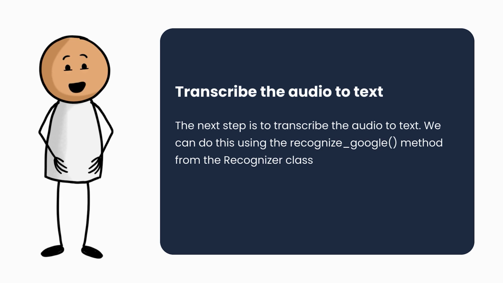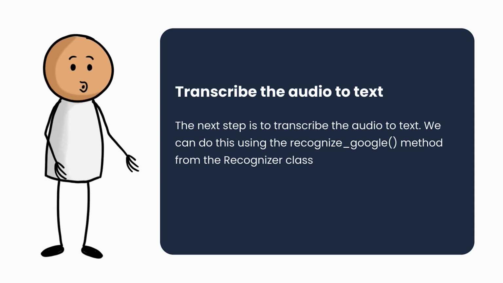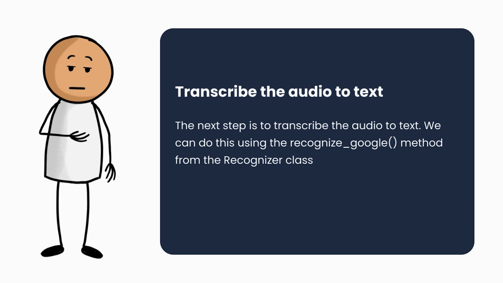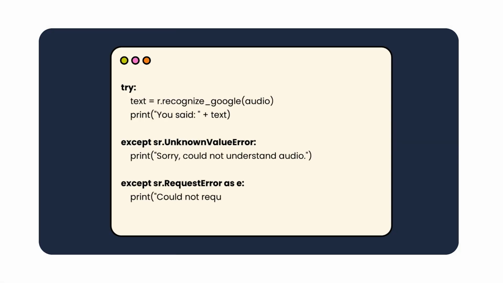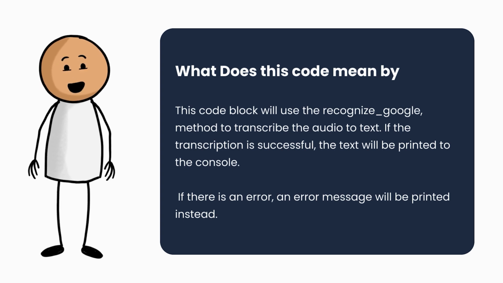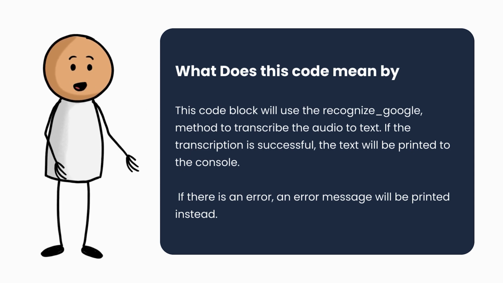Step 3. Transcribe the audio to text. The next step is to transcribe the audio to text. We can do this using the recognize_google method from the recognizer class. This code block will use the recognize_google method to transcribe the audio to text. If the transcription is successful, the text will be printed to the console. If there is an error, a message will be printed instead.